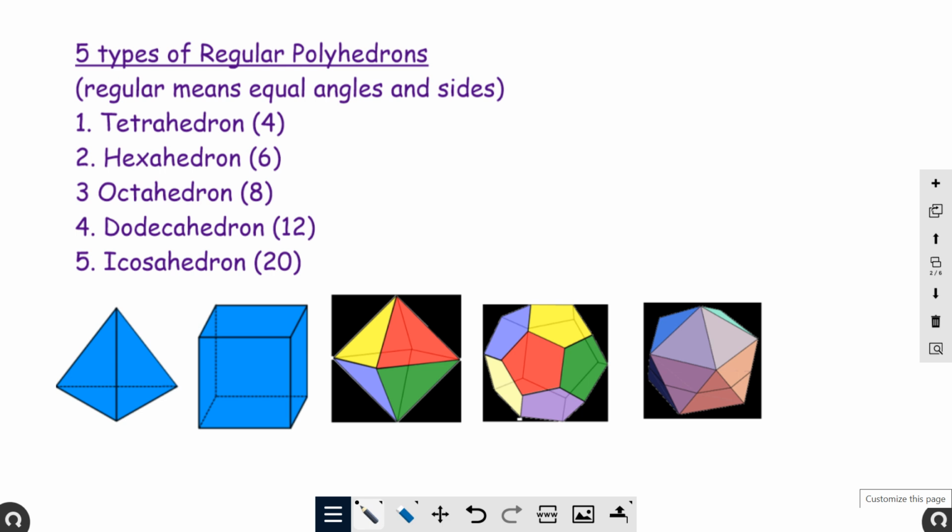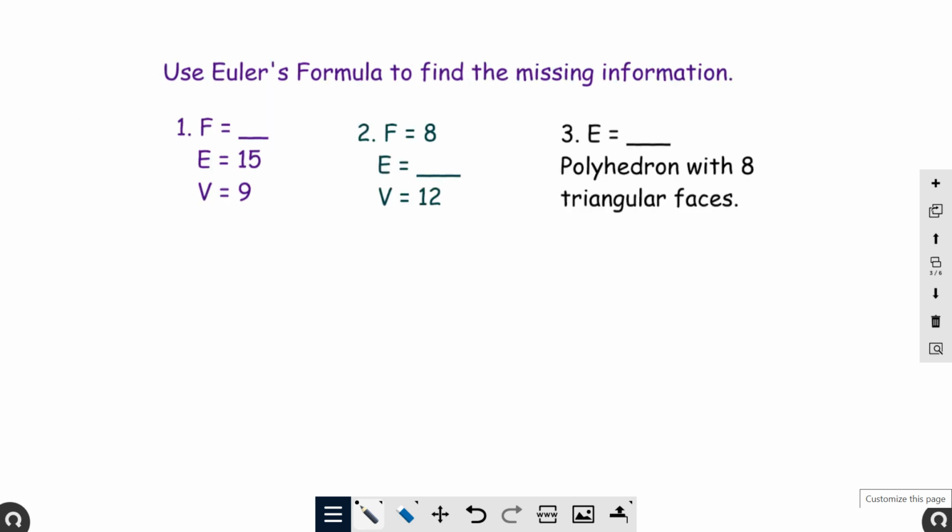But anyway, in case you wanted to make a Moravian star, you make an icosahedron, and then you attach your points to it to make it like a star. All right, let's use these last 2 slides to fill in this information using Euler's formula to find our missing information. So write these down, and then we will do them together.